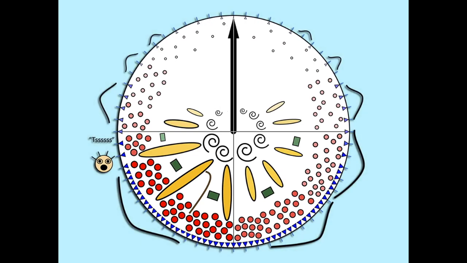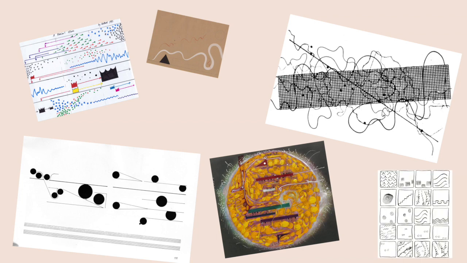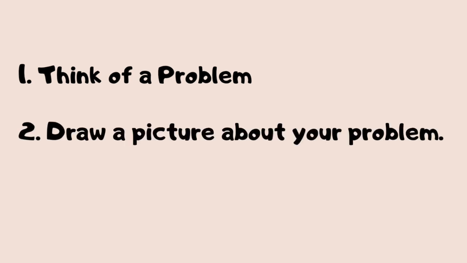Well, what did you think? Very cool, huh? What you see now are other examples of pictures to make music. I'm sure you can make one. This is how. Think of a problem. For example, getting hit by lightning, or getting lost in the woods at night, or something like falling off your bike. Draw a picture about your problem.